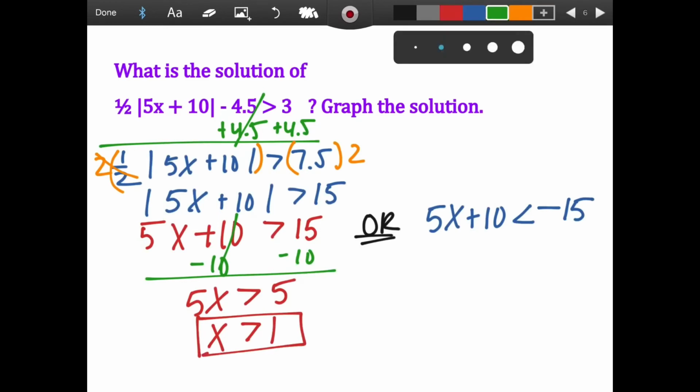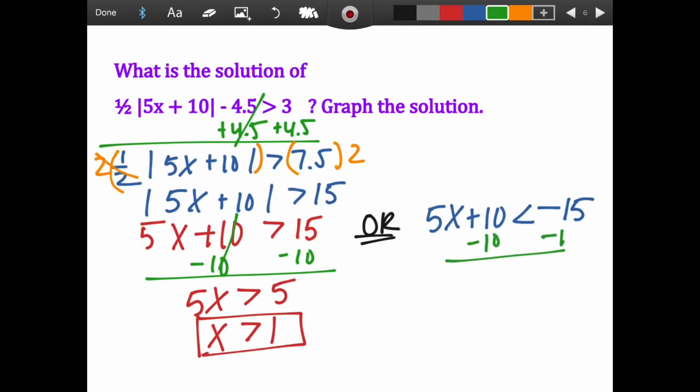On the right, we're doing the same thing. Subtract 10 from both sides. We're left with 5x is less than negative 25. Divide both sides by 5, and we have x is less than negative 5.